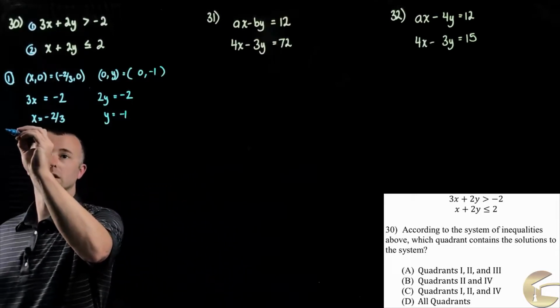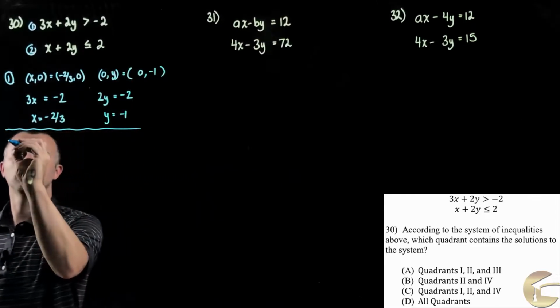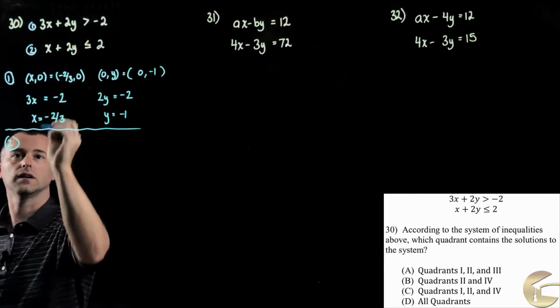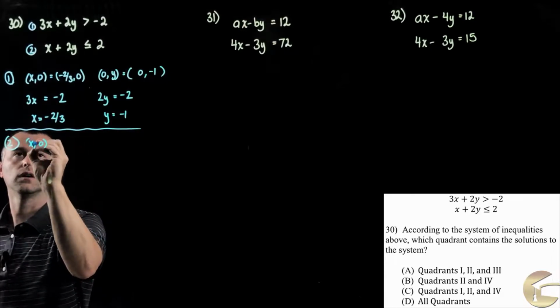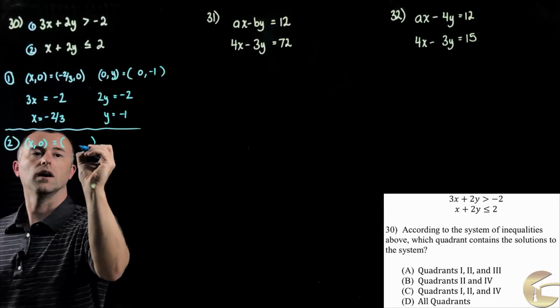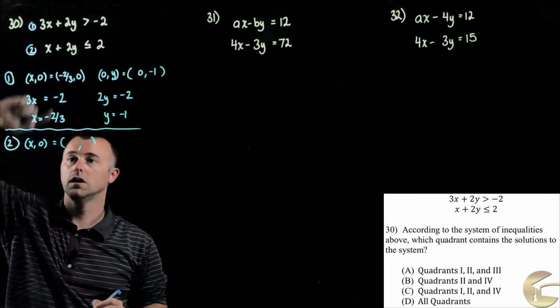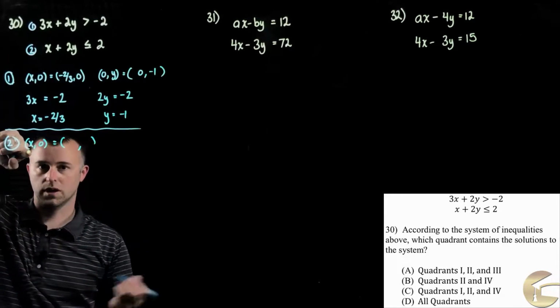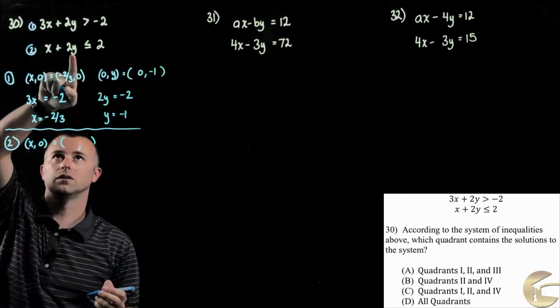I'm going to find the x and the y-intercept. So equation 2, let's find that (x, 0). Again, remember, I am now looking at this second equation. If I plug in 0 for y, that y is going to be gone.